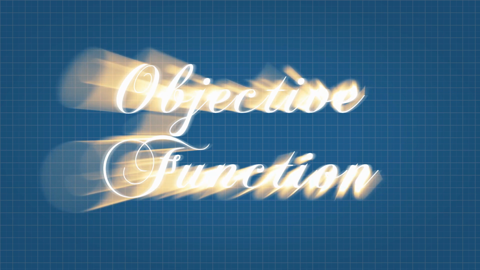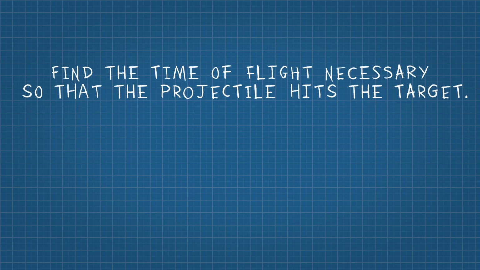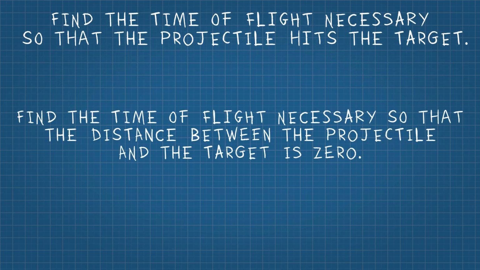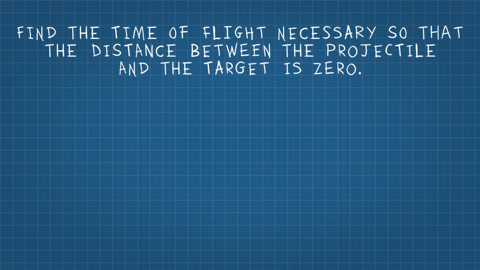In this case, the objective formulated in plain English is: find the time of flight necessary so that the projectile hits the target. If we refine it, we obtain the following, more accurate description: find the time of flight necessary so that the distance between the projectile and the target is 0. And now it's just a matter of converting this spoken language statement into a mathematical one. Let's do it step by step.